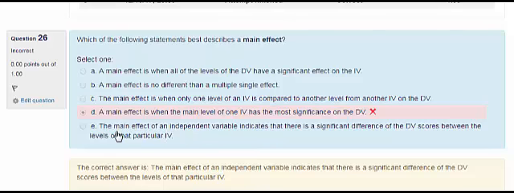It looks like E, right? The main effect of the independent variable indicates that there's a significant difference of the DV between the levels of the particular IV. It's just real basic: is the F significant for that IV? That's what the main effect is, okay?